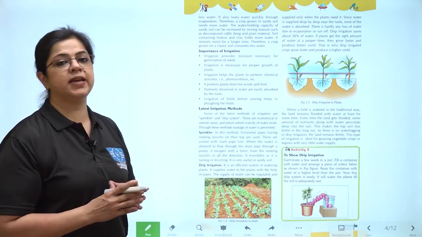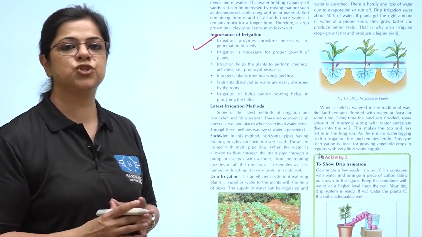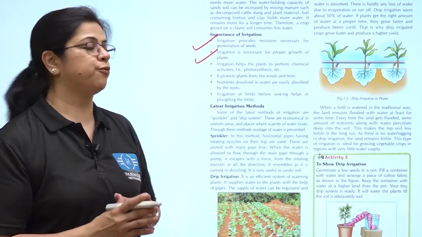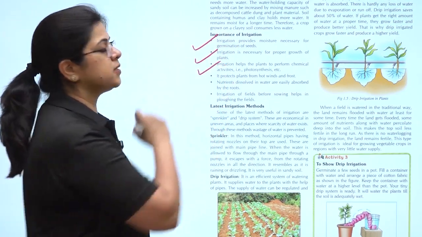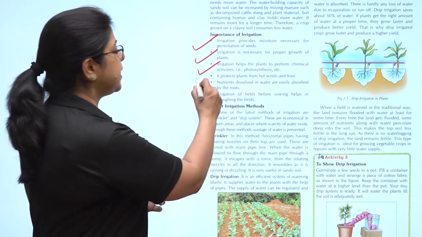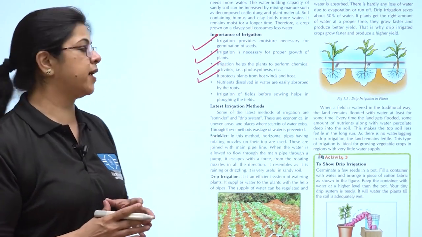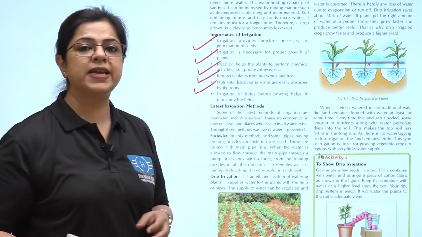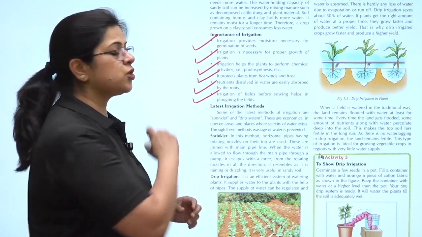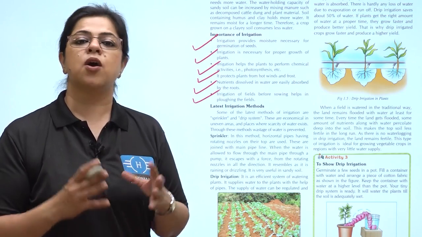The importance of irrigation. Irrigation provides moisture that is necessary for the germination and growth of seeds. It is necessary for the proper growth of plants. Irrigation is also necessary for chemical activities that take place inside the soil. Irrigation is also important to protect the plants from hot winds and frost. The nutrients dissolve easily in water and they are then absorbed by the roots. Irrigation also helps in keeping the soil moist and ready for cropping all the time.